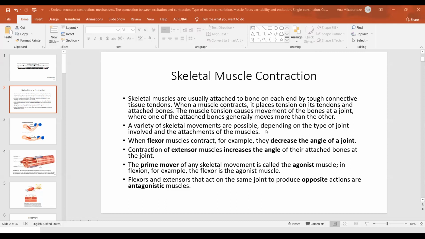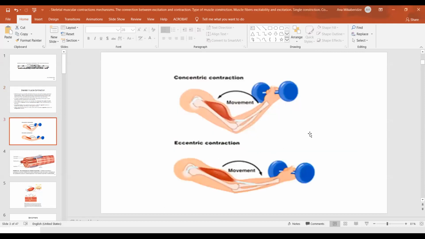You know that the skeletal muscle is attached to the bone with the help of the tough connective tissue called tendon. Here's our tendon, and when the muscle contracts, it places some tension on the tendons and helps our skeleton to move. During the contraction, the angle at the joint changes. If the angle decreases, this is called the flexion movement. If the angle increases, this is called the extension movement.